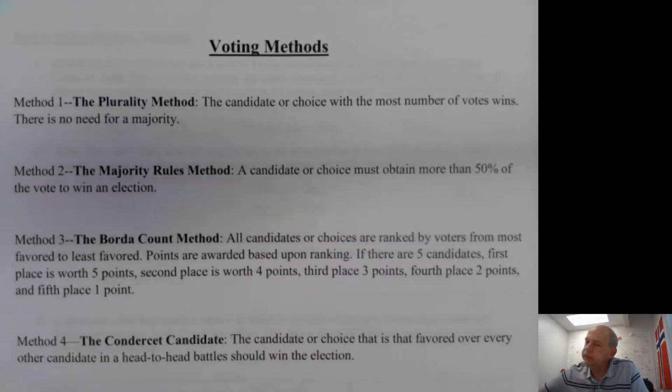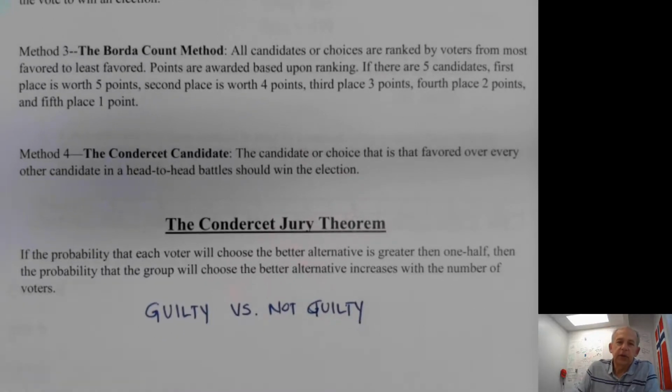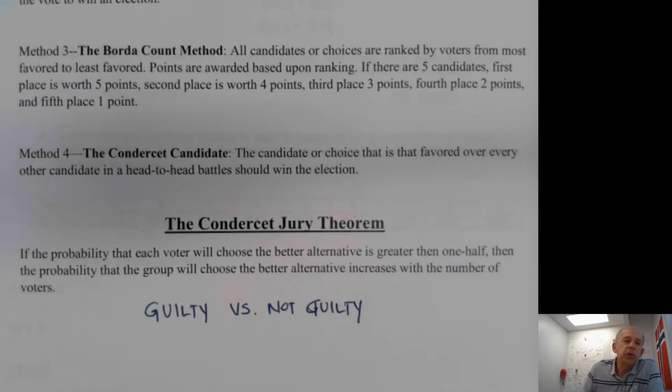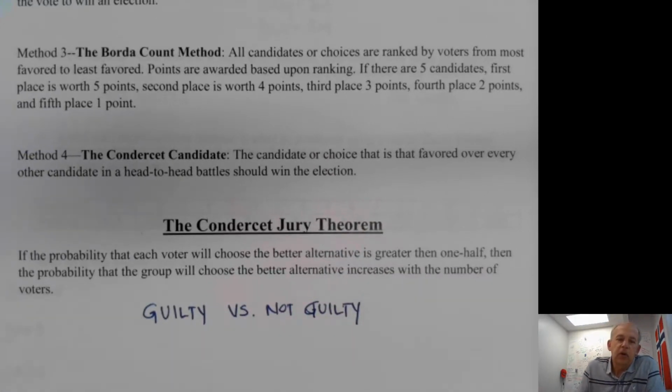Now, there is also a Condorcet jury theorem, and if the probability that each voter will choose the better alternative is greater than 1/2, let's say there's a situation where a person looks guilty in a jury trial, and the better alternative is the guilty verdict, and it's better than 1/2, then the probability that the group will choose the better alternative, the guilty alternative, increases with the number of voters. So the more voters you have, the more likely that better alternative is chosen, whether it be guilty or not guilty in a two alternative choice.